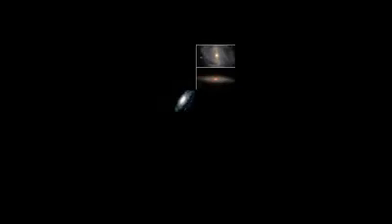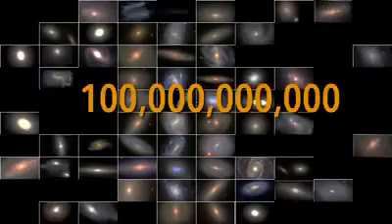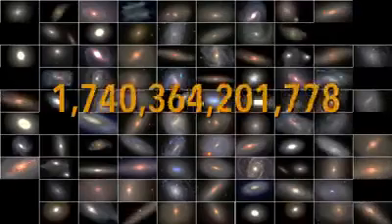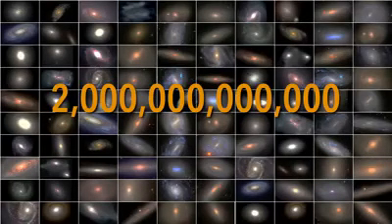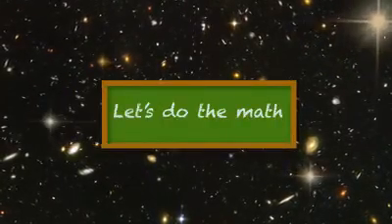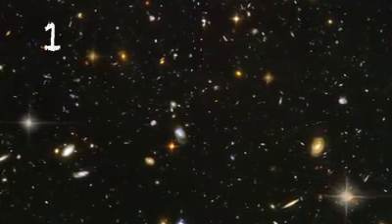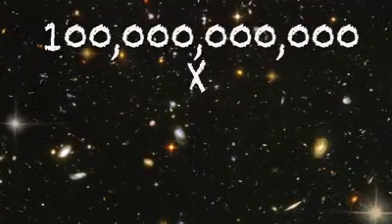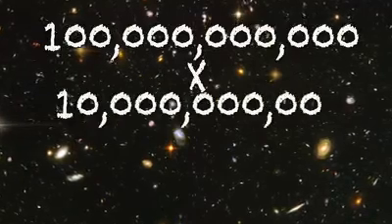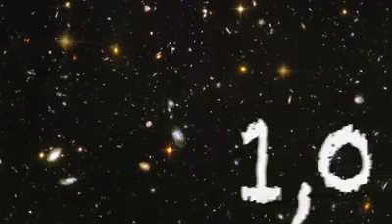And the Milky Way is just a speck in the observable universe, where estimates range from 100 billion to perhaps as many as 2 trillion total galaxies. Now, let's do the math. Using conservative estimates, we'll multiply 100 billion galaxies times 10 billion stars per galaxy. The product is a whopping 1 billion trillion stars. And remember, that's a low-end estimation.